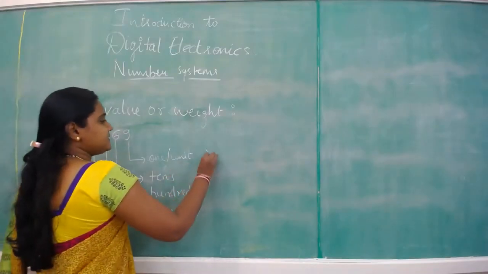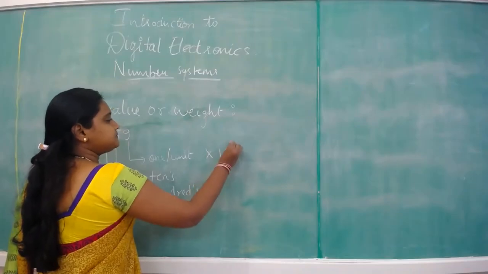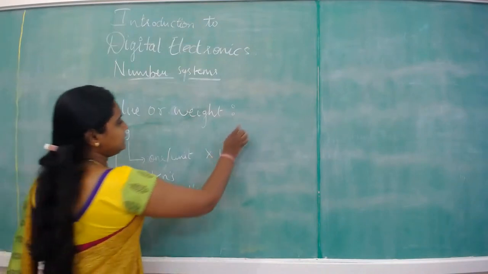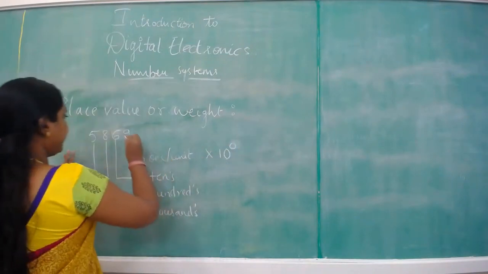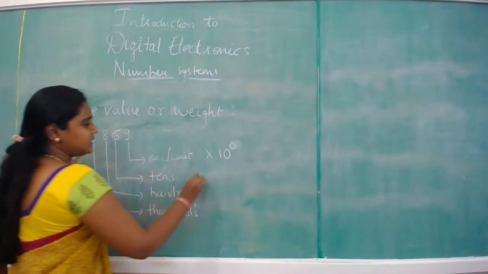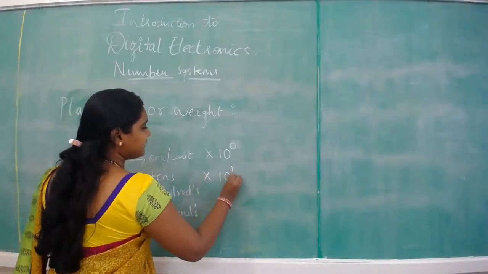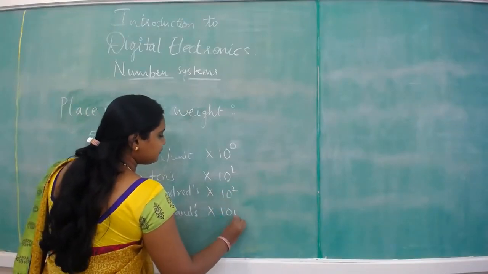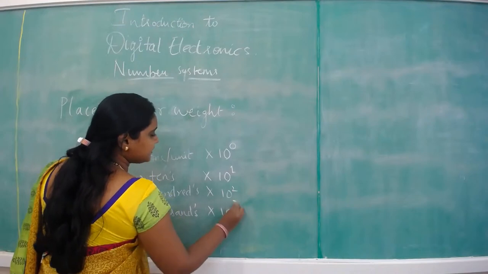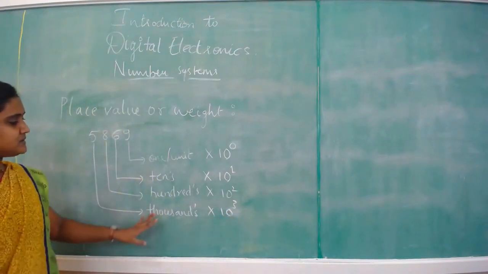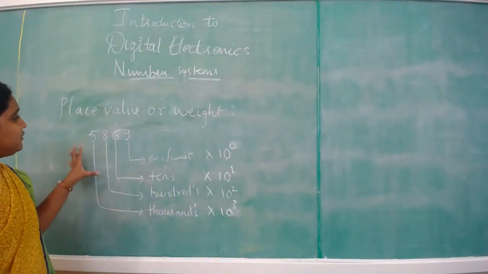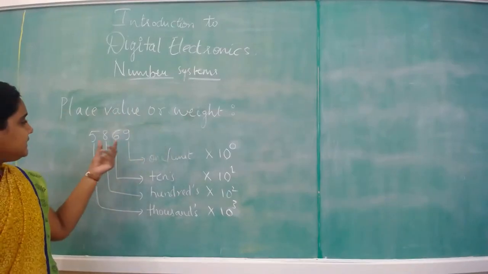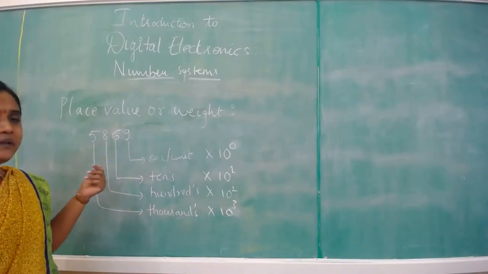So this place value has 10 to the power of 0. This will have the place value 10 to the power of 0. This will have 10 to the power of 1. This will have 10 to the power of 2. This will have 10 to the power of 3. Okay. Thousands, hundreds, tens, and units. Likewise, each number system has its own place value or weight. Each digit has its own place value or weight.